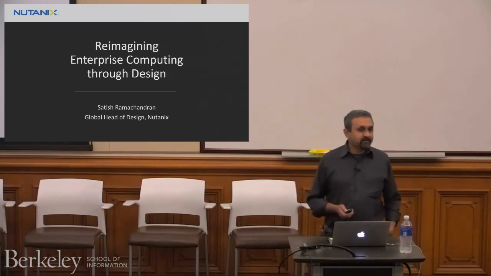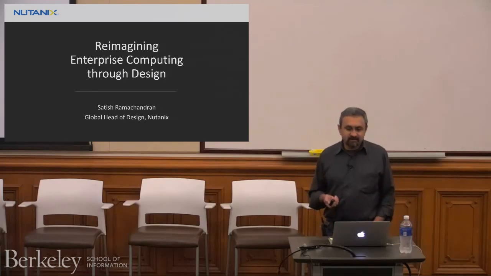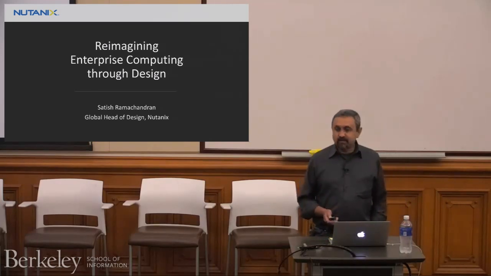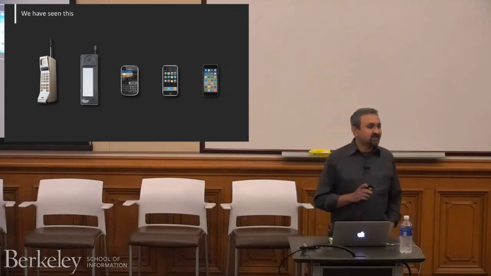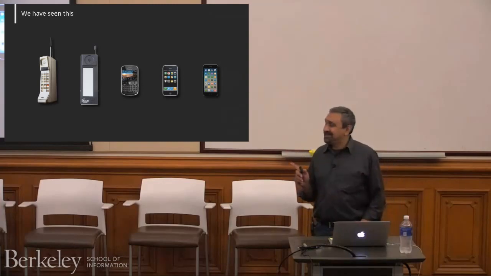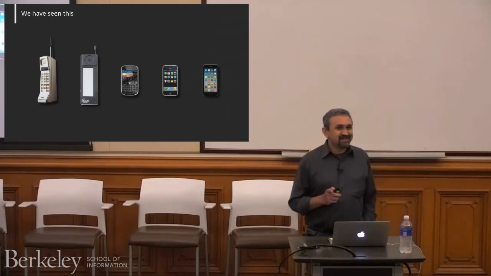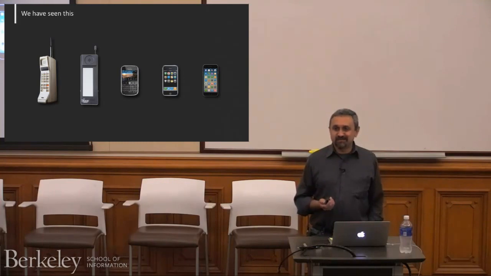So without further ado, let's get started with the first story, which is the story of the problem. So what is the problem? We've seen this. On the left is the Dynatac circa 1983, cost $4,000, weighed 8 kilograms, 10 inches tall, took 10 hours to charge for 30 minutes of talk time. But in its day, it was the king of phones because it was the first mobile phone.